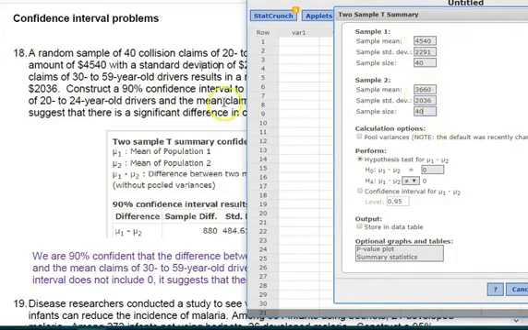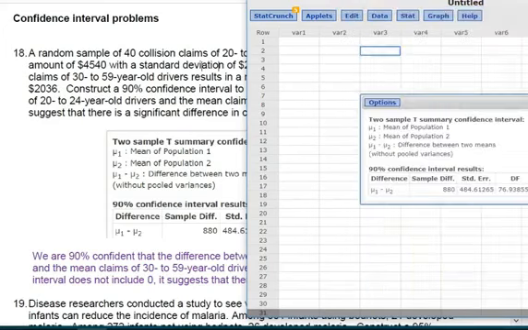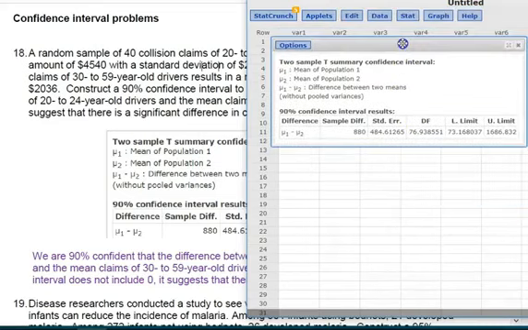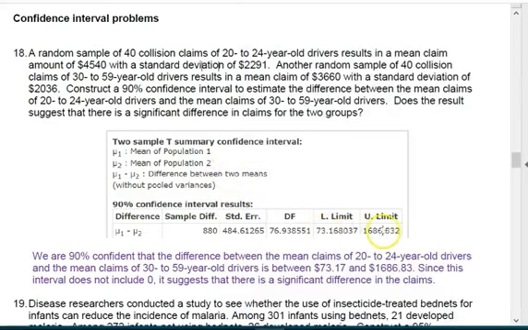And there's our info for the two different groups. Then we want to construct a 90% confidence interval. We want to click on confidence interval and change that to 90. And then when we click on compute, here's the information that we get. Here's our lower limit and our upper limit. These are for the difference between the two means.